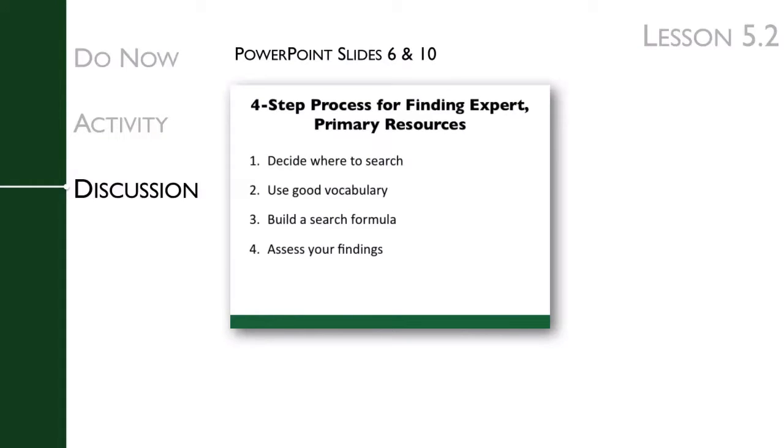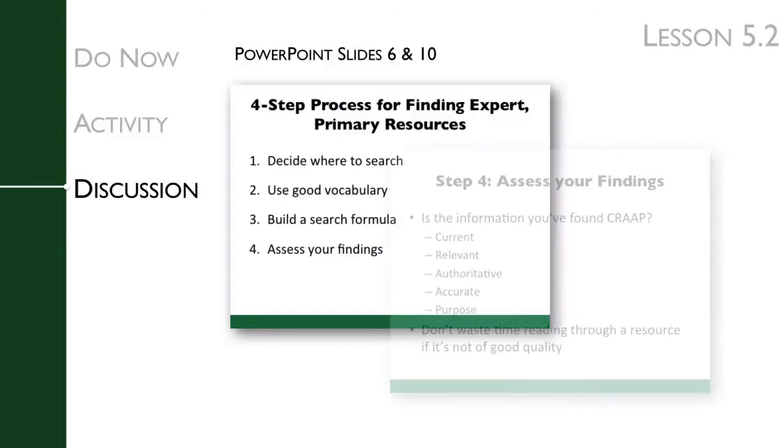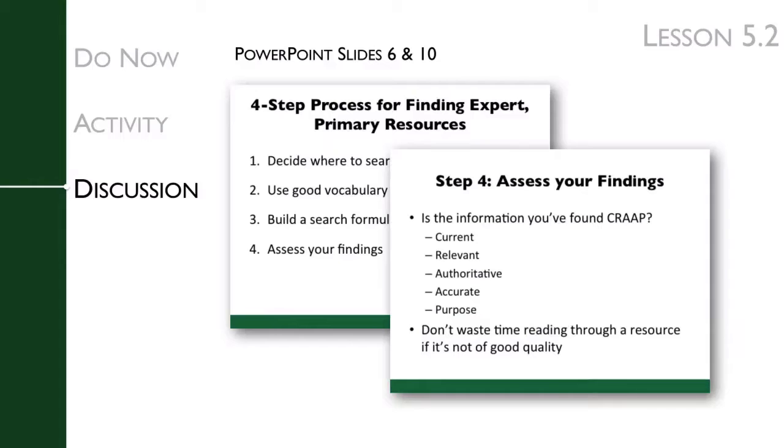The discussion focuses around 4 steps that students should use when finding and evaluating expert-level resources like scientific articles. Step 1, deciding where to search. Step 2, using good vocabulary. Step 3, building search formulas. And step 4, assessing your findings. It is in this step that we introduce the CRAP test, which is a quick checklist that helps students determine whether an expert-level resource they found is worth reading.